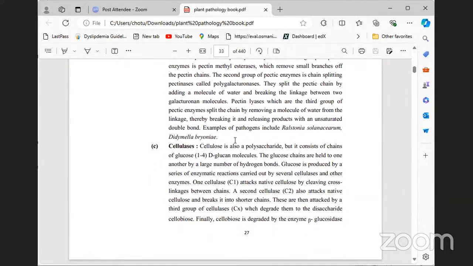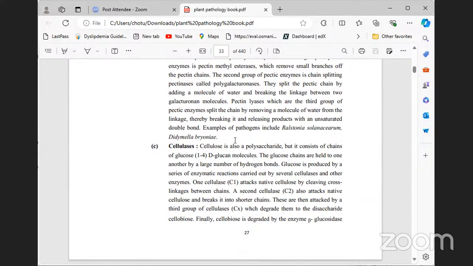Coming to the last enzyme: cutinase is completed, pectinase is completed. The last one is cellulase. Cellulase acts on cellulose, which is also a polysaccharide, but it consists of a chain of glucose, 1,4-D glucan molecules. The glucose chains are held to one another by a large number of hydrogen bonds.